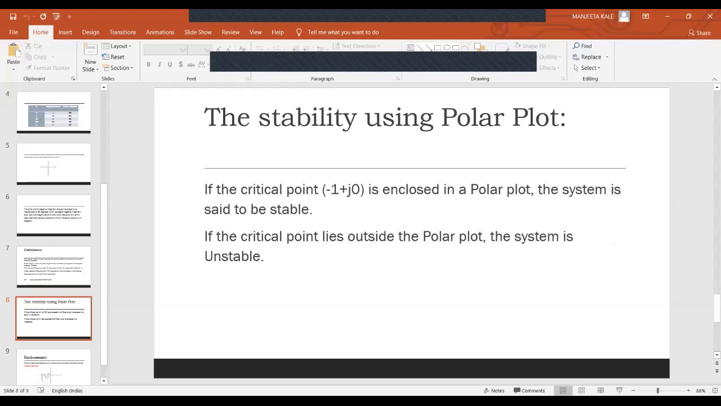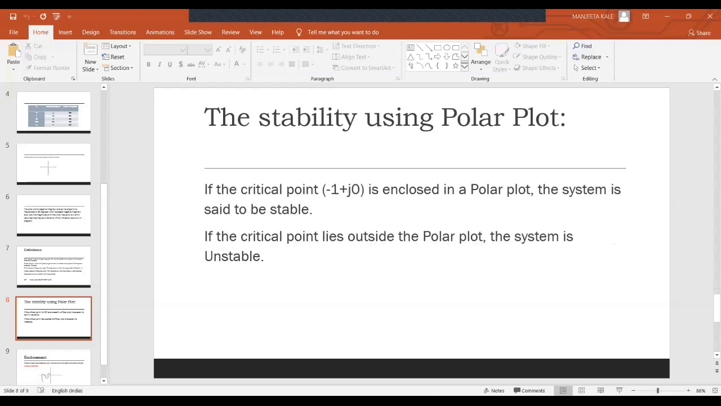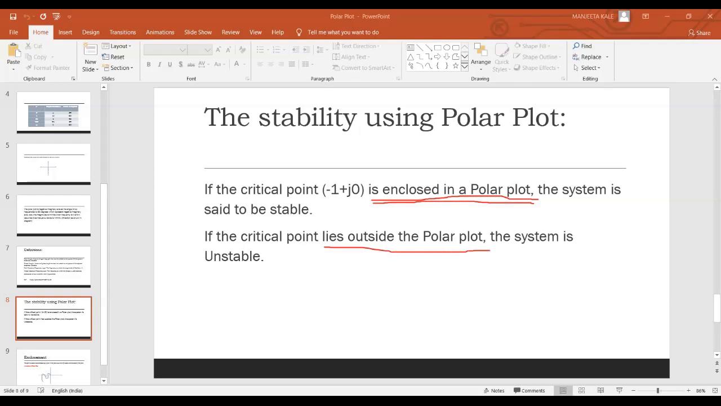The criteria, now we will see the criteria which describes whether the system is stable or unstable from the polar plot. So please refer to the first line on the slide. If the critical point minus 1 plus J0 is enclosed in a polar plot, then the system is said to be stable. All of us know the dictionary meaning of enclosement, but we will see what is the technical contextual meaning of enclosement on the next slide. And if the critical point lies outside the polar plot, the system is said to be unstable.